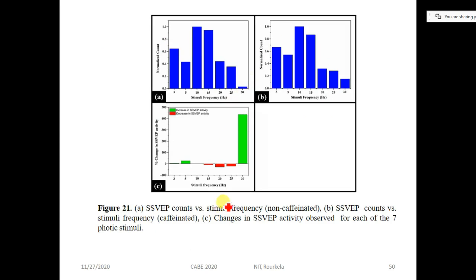Then we went for this activation based on the stimuli frequency. If you see the 30 hertz stimuli frequency, it is showing the most increased SSVP activity. So the higher frequency components are able to affect the cognitive perception more as compared to the lower frequency components.